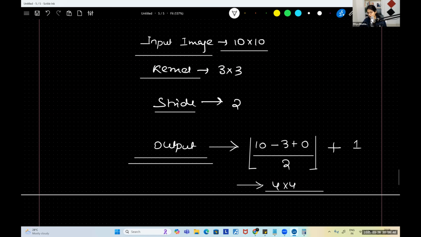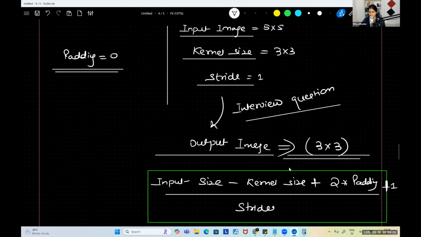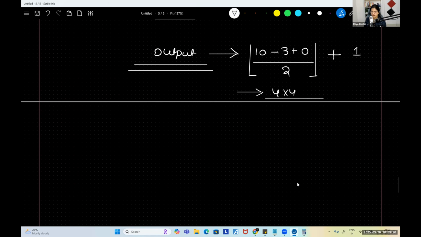Shall we proceed ahead? So now in future, if anyone asks you, providing a specific input image, kernel size, stride, and so on, I hope you will be easily able to answer what the output shape will be. Now, one important thing: we have by default taken the value of padding as 0. Let's try to understand the meaning of padding and what will happen when we introduce the padding value as 1.